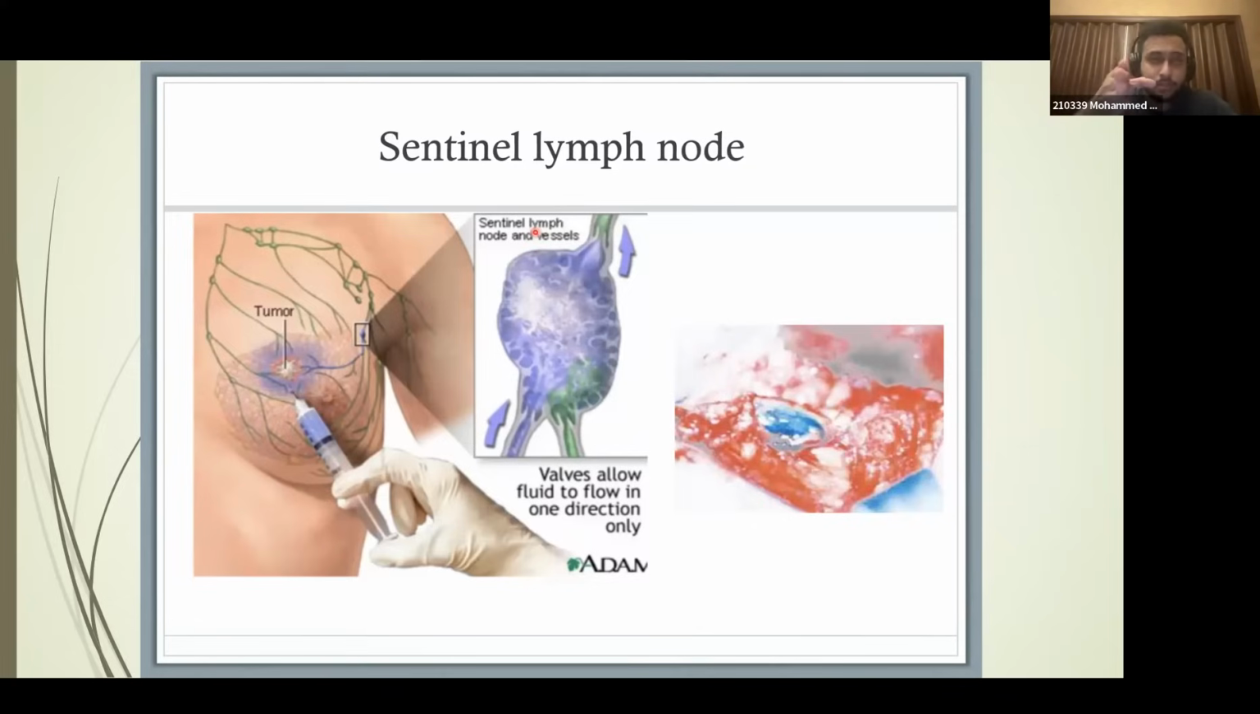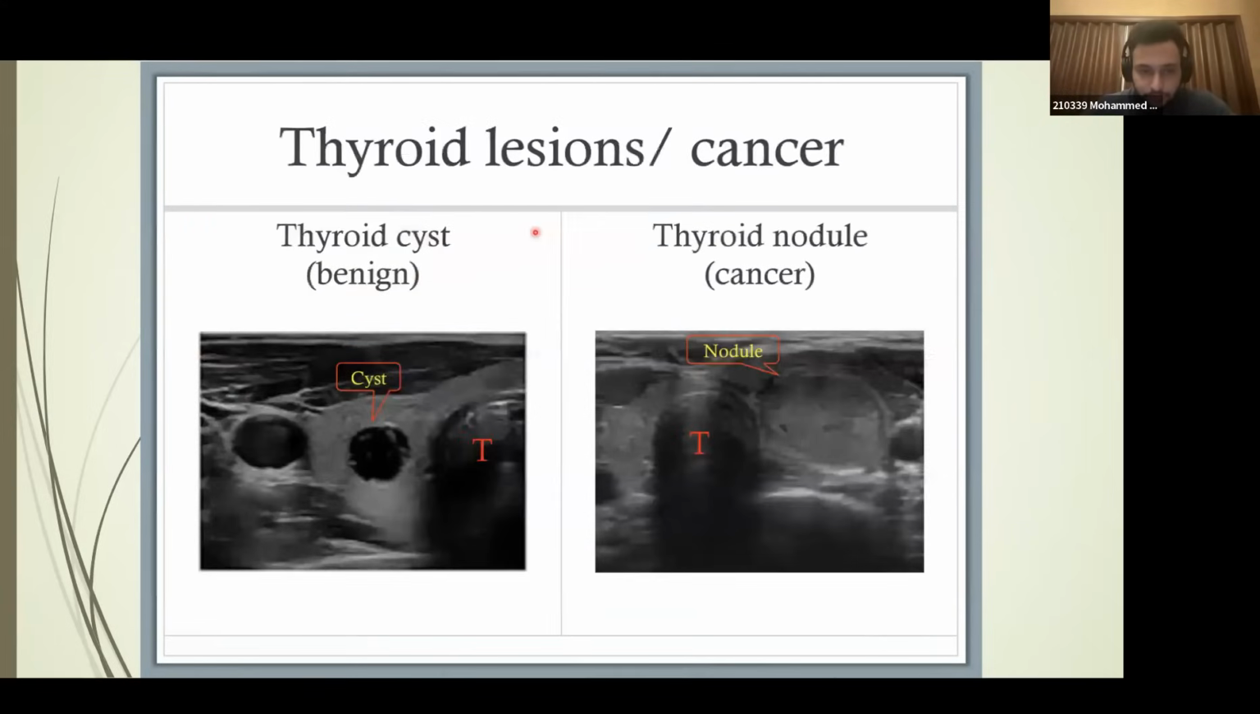You inject a dye into the tumor, and it goes to the nearest lymph node. If the lymph node also colors up, then it's a sign that it's spread to the lymph node. If it doesn't, then it washed away, then khalas. But just for you guys to remember, you use sentinel lymph nodes to check if the breast cancer had metastasized to lymph nodes. That's pretty much the concept behind it. Are you guys all good with the breast?